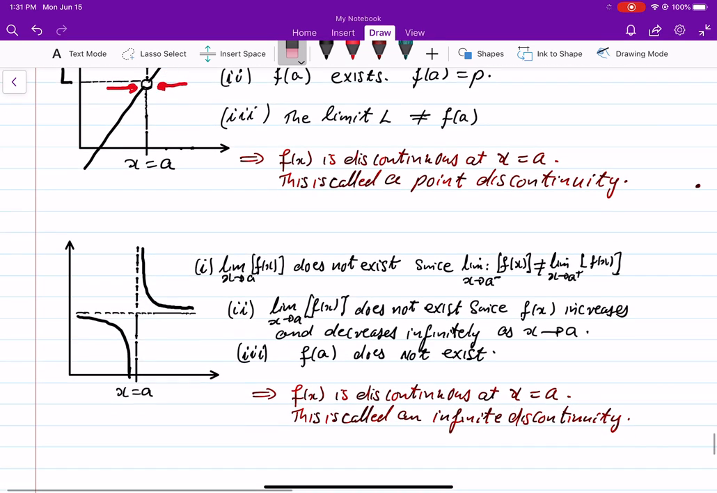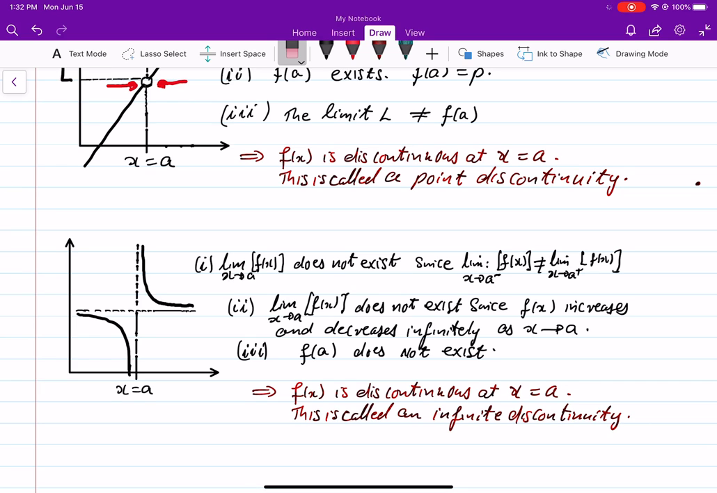Let's look at the next scenario. You can clearly see the limit in this case does not exist. And we can give several reasons for that. One, it is clear that as x is approaching a from the left, the function is approaching minus infinity. Look, the function turns and goes to minus infinity. And as x is approaching a from the right, the function turns and goes to plus infinity. So you're clearly approaching two different y values as x is approaching a. So for that reason alone, you can say that the limit doesn't exist.